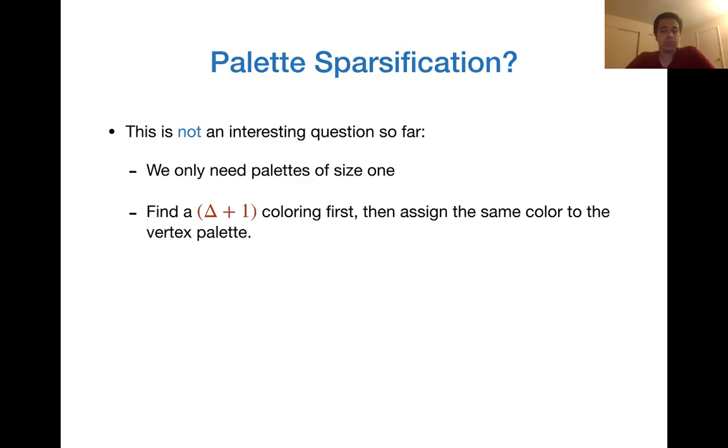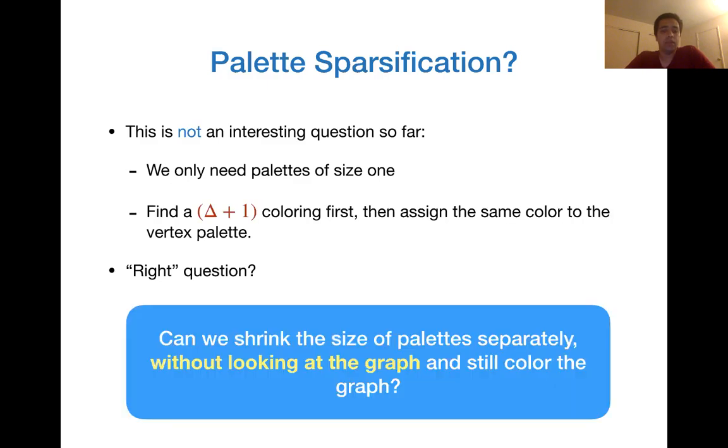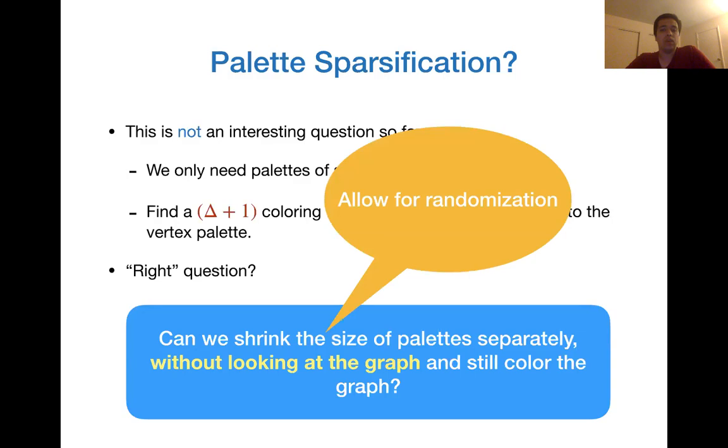So in fact, the question that I'm really interested in is something slightly different, and it's the following. Is there a way that we can shrink the size of this palette without even looking at the graph first and still color the graph? And for us to have any chance of getting a positive result here, we should allow for randomization. So you pick the new palettes of the vertices randomly without looking at the graph. And we want to be able to pick a small number of colors per vertex so that the graph is still colorable with high probability.